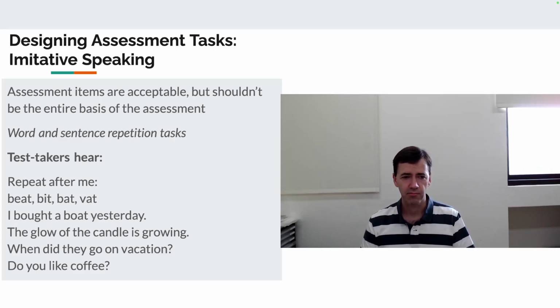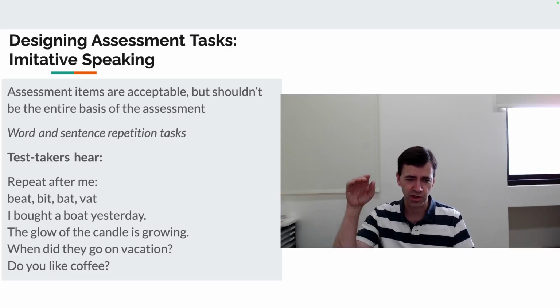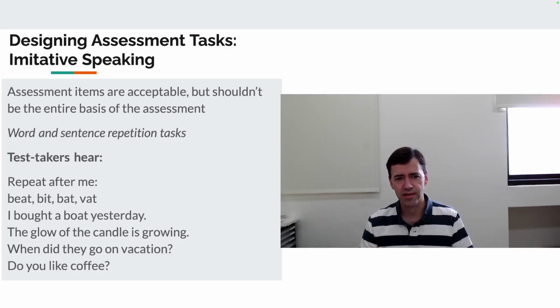Repeat after me. Beat, bit, bat, that. And of course, you pause between each word to allow them time to produce it. And then full sentences. I bought a boat yesterday. And they repeat. I bought a boat yesterday. The glow of the candle is growing. When did they go on vacation? Do you like coffee? So you can see the last two are about intonation, right? Information question, falling. Yes, no question, rising. So you see, you can assess a lot of things here.